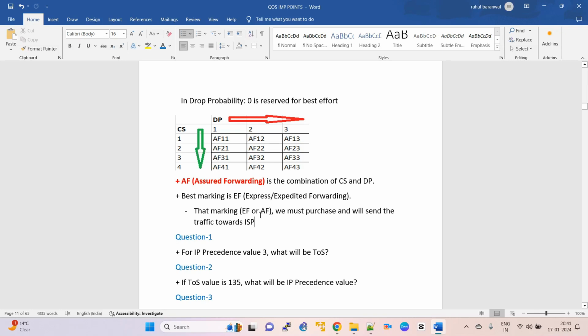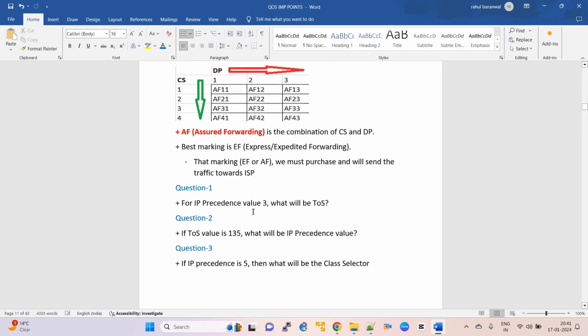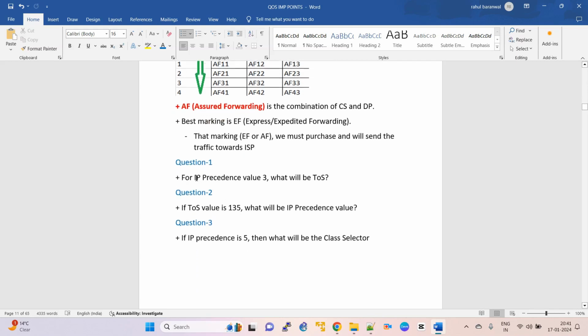Okay. So this is the topic of L3 classification and marking. If you have learned something new, please answer in the comments. First question: if the IP precedence value is 3, then what will be the ToS? Second question: if the ToS value is 135, then what will be the IP precedence value? And third question: if the IP precedence is 5, then what will be the class selector?